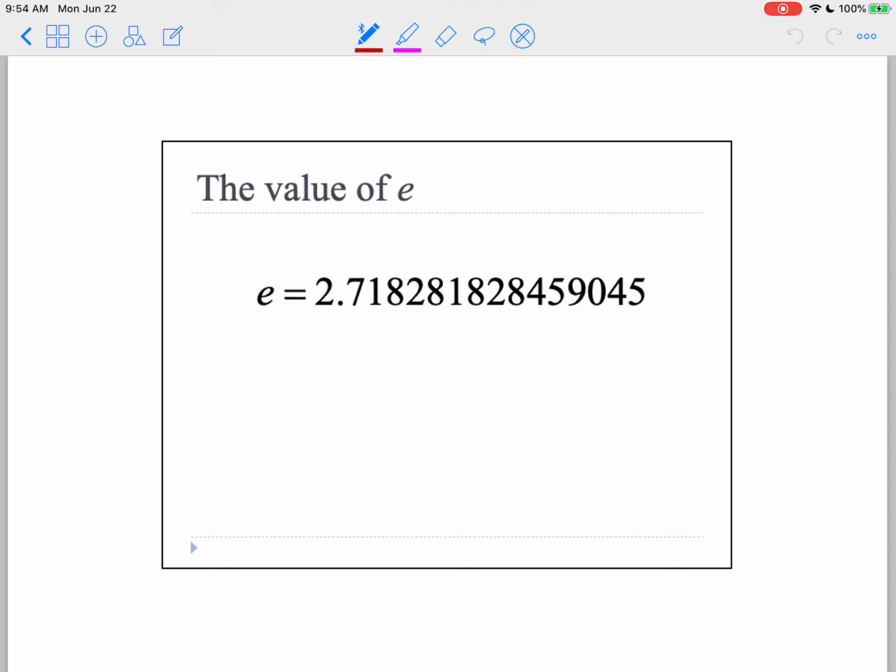2.718281828, and it seems like it repeats, but it doesn't. It's irrational, 459045. It keeps going forever, non-terminating, non-repeating. And you can find this number on your calculator, just like pi.